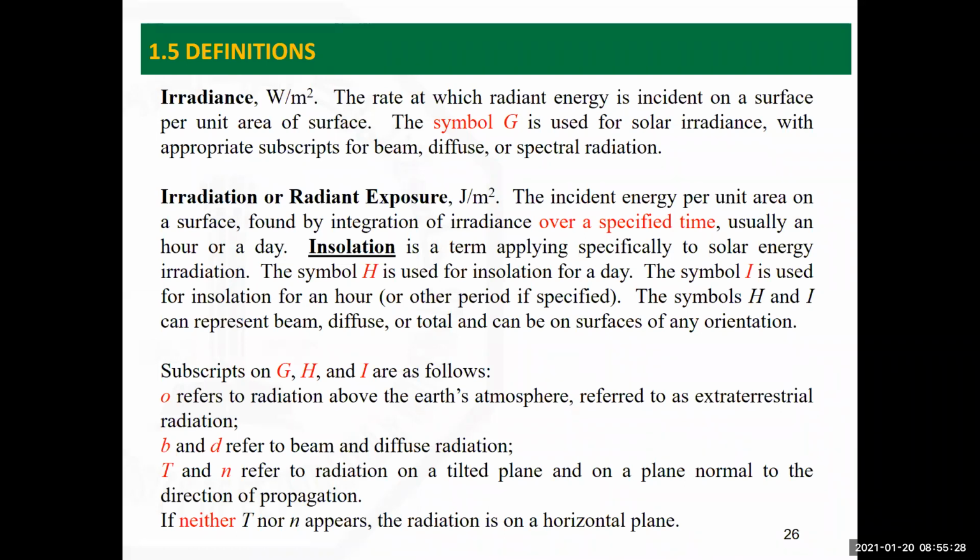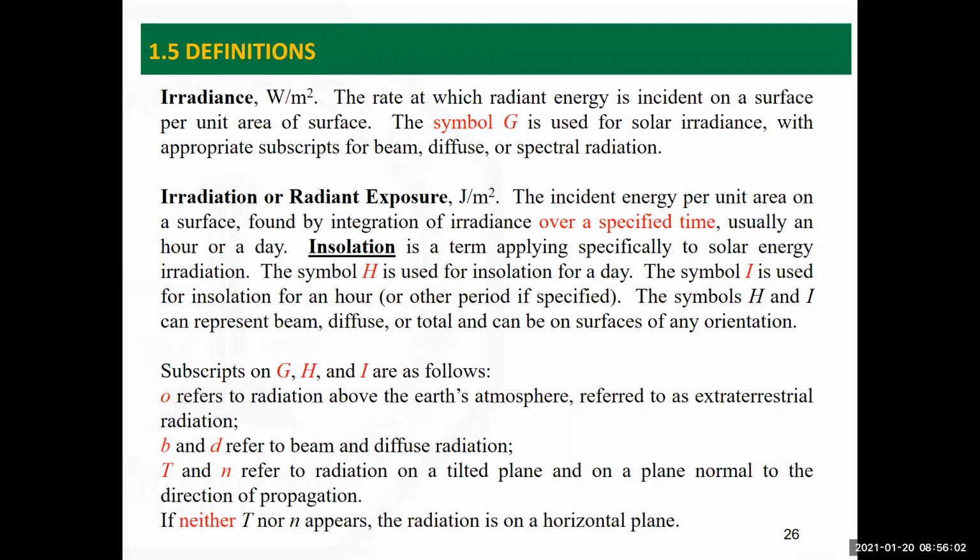Okay, thank you. Fine. So now going into the rest of the definitions, the irradiance, which is the rate of radiant energy incident on a certain surface per unit area. The symbol given for the irradiance is capital G, with a subscript that could be beam or diffuse or spectral radiation. So we have G subscript B, means it's a beam irradiance, G subscript D, diffuse irradiance, and so on.